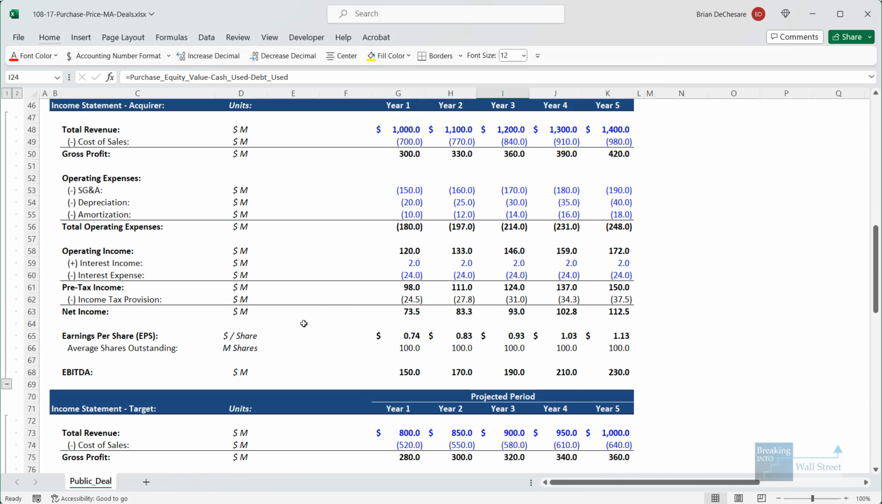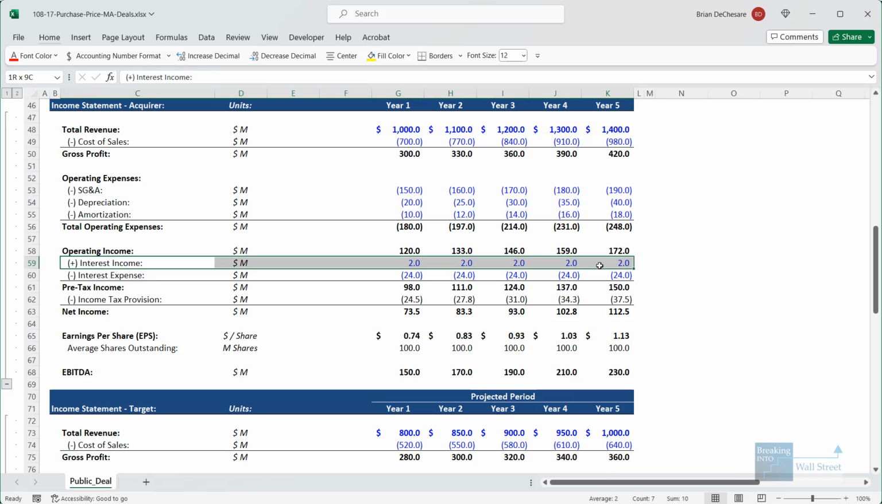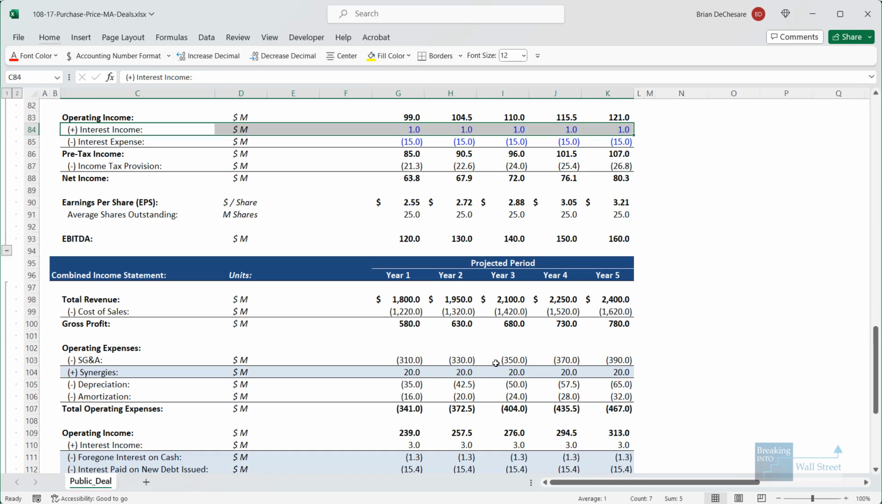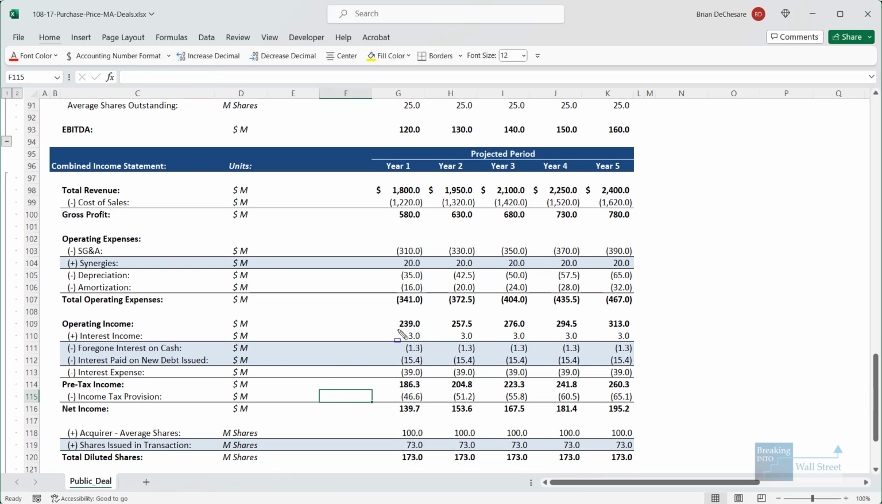So in other words, if we look at this model and we look at the interest income for the buyer and for the seller, it's about $3 million total, and we look at the combined income statement, this $3 million of interest income stays the same. The fact that the seller has this cash balance and that the buyer gets the cash after the deal closes changes nothing because they're still earning the same amount of interest income on it.